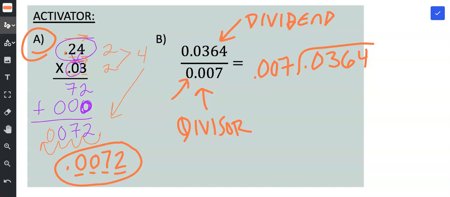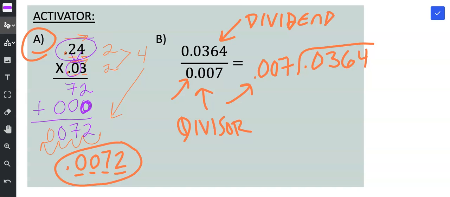I'm not writing that 0. If you want to, you may. It's not wrong to write it. I'm just leaving it off. And then from here, we need to check the divisor, which is what we're dividing by, and see if we see a decimal. If a decimal is visible, it means that the divisor is not a whole number, and we need the divisor to be a whole number.